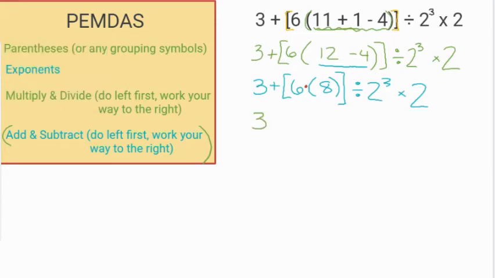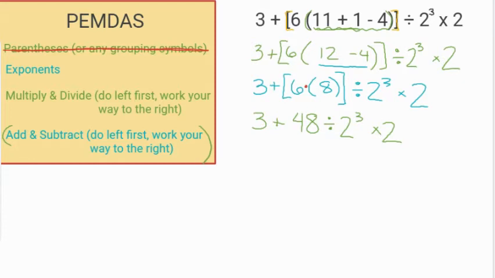So now it's 3 plus, and I'm going to get rid of all the grouping symbols at this point because now all of that stuff ends up equaling 48 divided by 2 to the third power times 2. So technically it took us a couple steps, but we have now finished the parentheses step and the grouping symbols. We got rid of all of them because we did the operations inside those first.